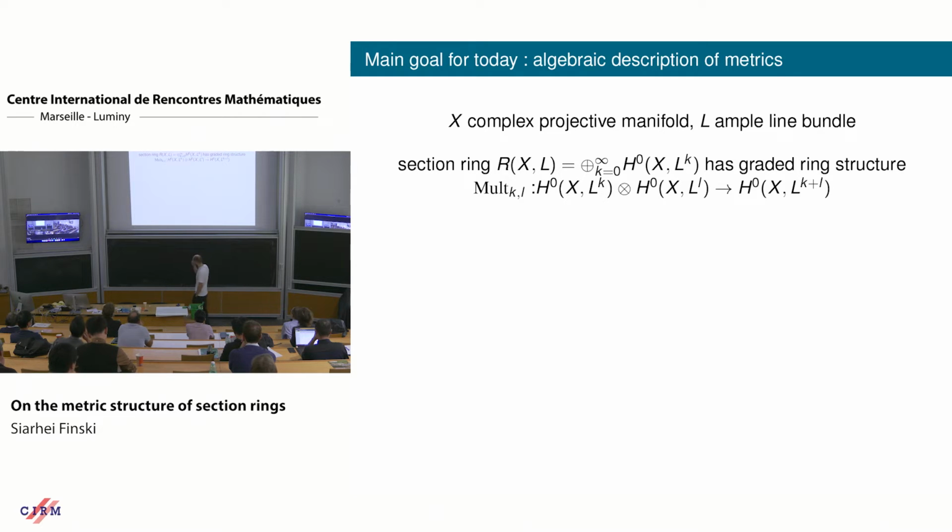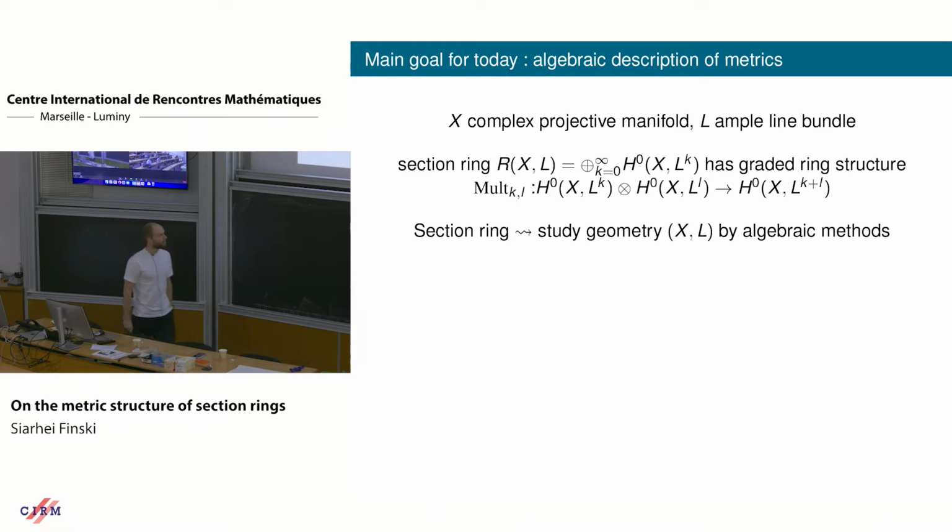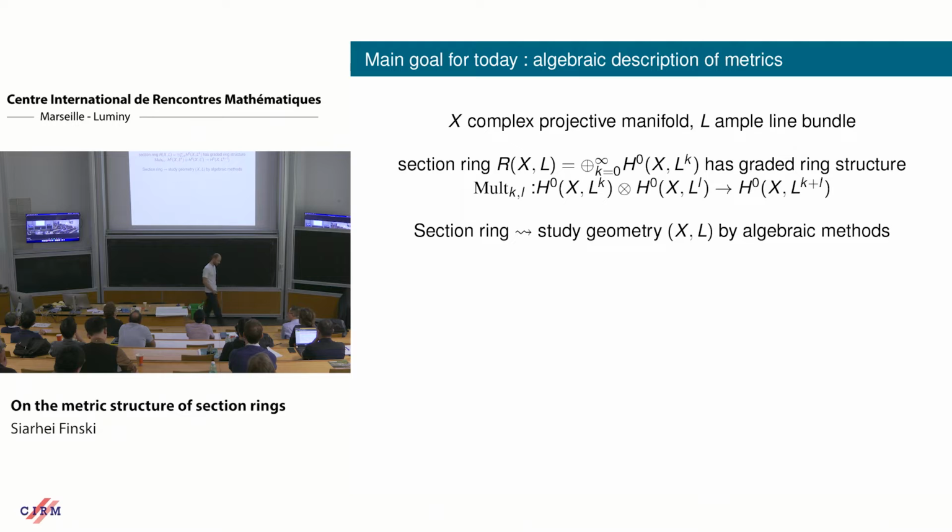This vector space obviously has the structure of a graded ring, because the grading just comes from the tensor power, and the ring structure comes from the multiplication. You take a holomorphic section of order k, you take a holomorphic section of order l, you multiply them, and you get a holomorphic section of order k plus l. The reason why this object is quite fundamental in geometry is because it allows you to study the geometry of your pair (X, L) by algebraic methods. You study the algebra of this section ring, and it gives you certain information about the geometry.